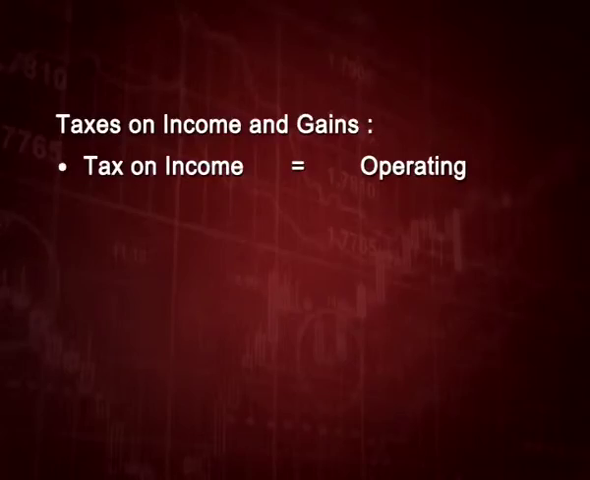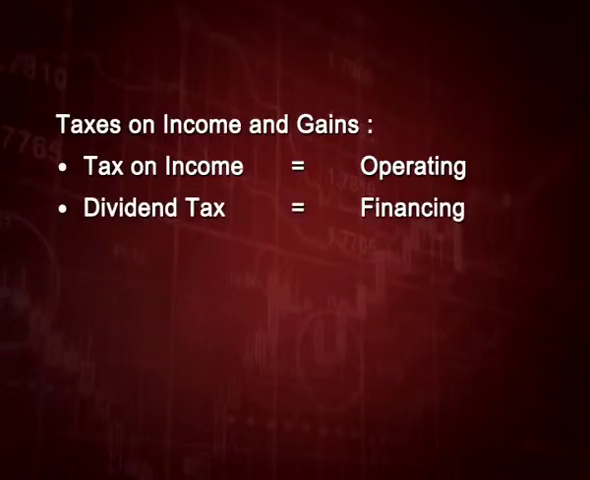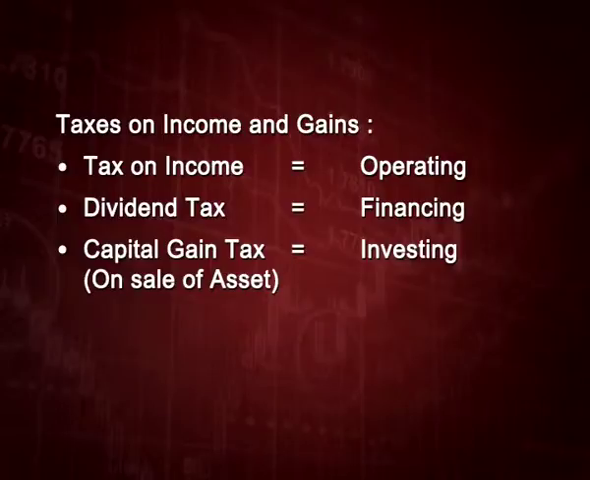Next point, tax on income and gains. If the tax is paid on income, it is an operating activity, and if the tax is paid like dividend tax, it is a financing activity, and if the tax is related to the capital gain part, that is on the sale of asset, it will be treated in investing activity. But if nothing is mentioned in the question, we always take it as operating activity.